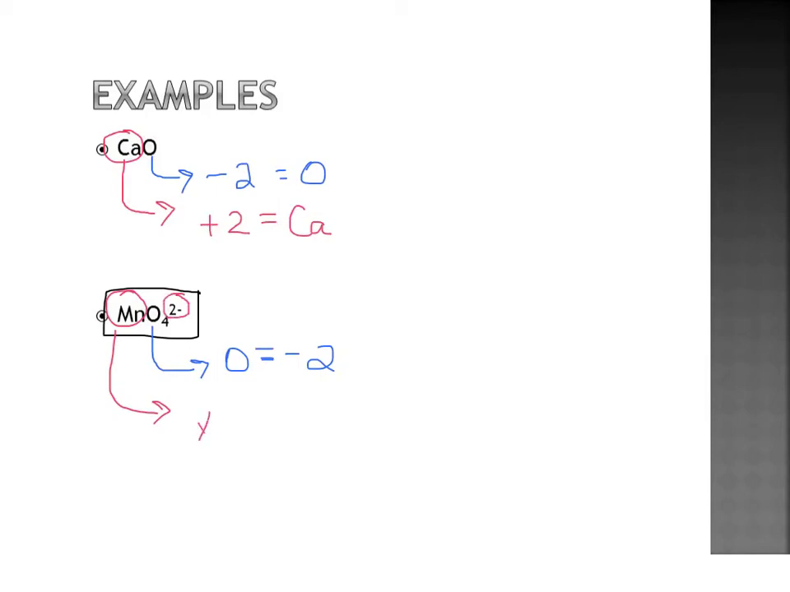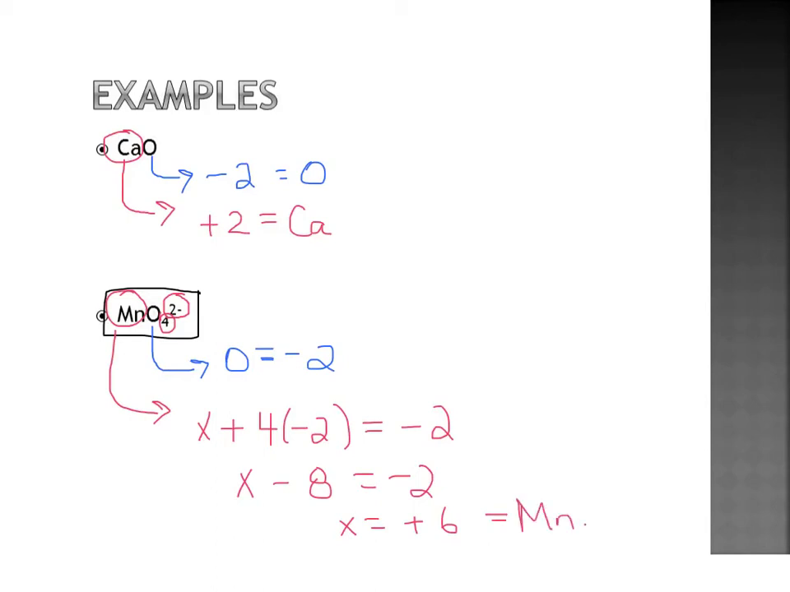So we don't know what manganese is. Let's call it x. So we're going to have x plus 4 times -2, because we have 4 oxygens and we know that each oxygen has an oxidation number of -2. And we know that if we add those two up together, it should equal the apparent charge on the particle, which is negative 2. So we've got x minus 8 is equal to negative 2, meaning that x is going to be plus 6. And that is the oxidation number for the manganese.